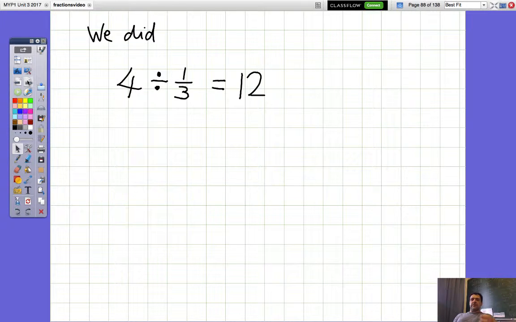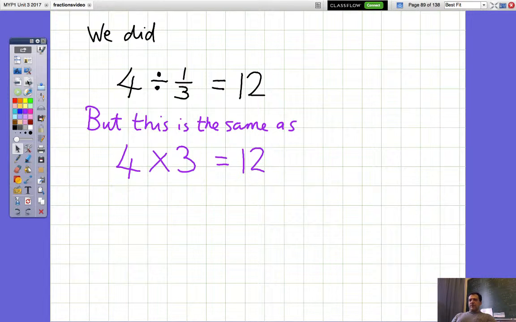So effectively what we're doing there, we're doing 4 divided by a third, because we're dividing 4 oranges into parts that are a third, so divided by thirds. And then we did it in class and we saw that 12 people got pieces. So 4 divided by a third is 12. Now we noticed that that was the same as 4 times 3. 4 times 3 is 12.